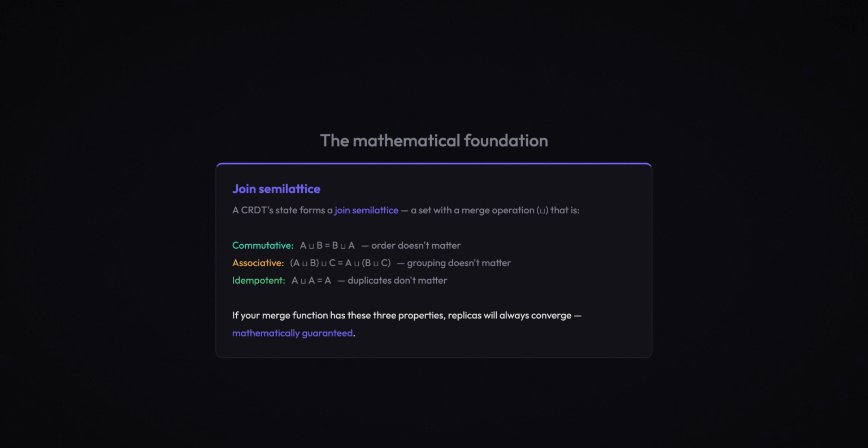When any two nodes sync, they merge by taking the element-wise maximum of their vectors. Max of 3 and 0 is 3. Max of 0 and 5 is 5. Max of 0 and 2 is 2. The merged vector is A: 3, B: 5, C: 2. The total count is the sum of all slots. 3 plus 5 plus 2 equals 10. No conflicts, no lost increments. The merge is commutative. Order doesn't matter.